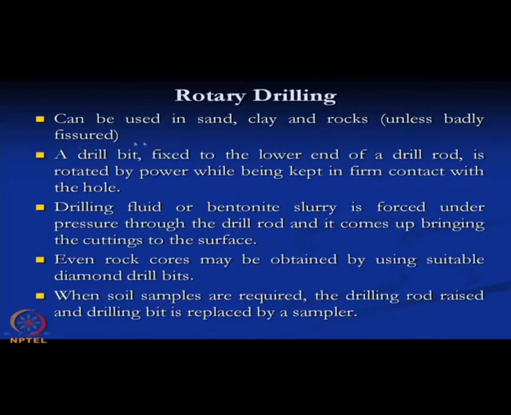Next one is rotary drilling, which can be used for sand, clay and rocks unless badly fissured. A drilling bit fixed to the lower end of the drill rod is rotated by power while being kept in firm contact with the hole. Drilling fluid or bentonite slurry is forced under pressure through the drill rod and it comes up, bringing the cuttings to the surface. Even rock cores may be obtained by using a suitable diamond drill rod. When soil samples are required, the drill rod is raised and the drill bit is replaced by the sampler.